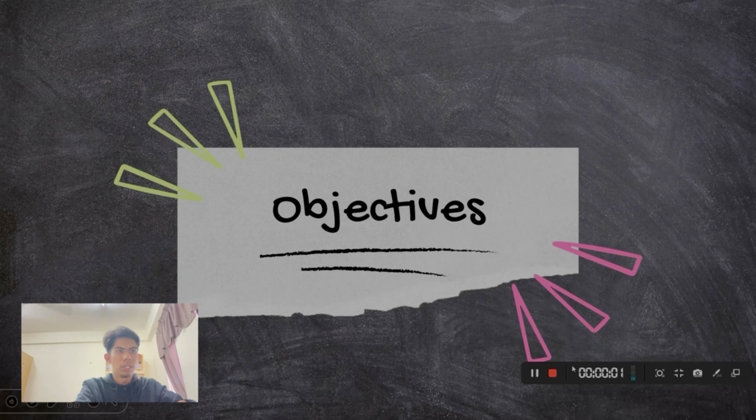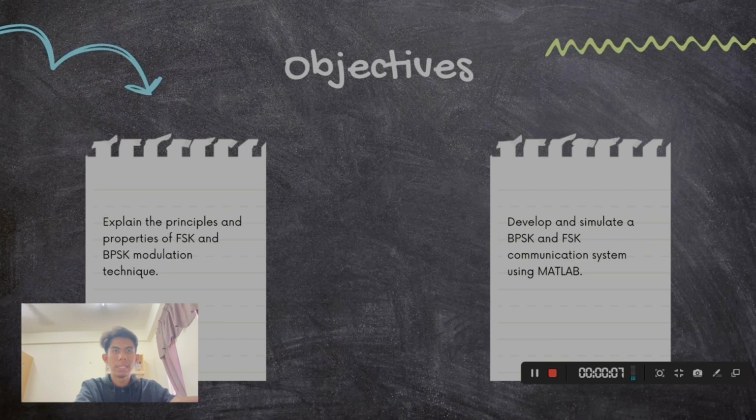Next is the objective of this assignment. First, to explain the principle and properties of the FSK and BPSK modulation techniques. And second, to develop and simulate a BPSK and FSK communication system by using the MATLAB application.